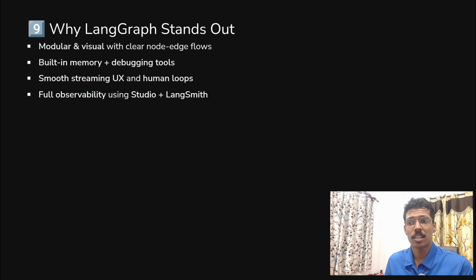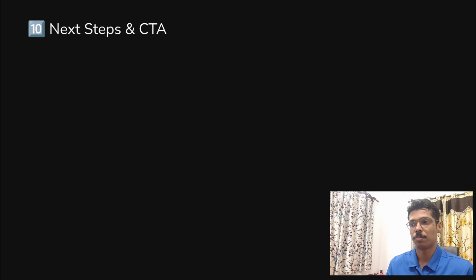So why LangChain and LangGraph? Basically, LangChain and LangGraph are modular, with very clean node and edge flows. We can use them to store the state of the models or the state of the graph, and they have built-in memory and debugging tools, and more observability using Studio and LangSmith. These are ready-to-use features that are not available in other tools. So that's why people use LangChain and LangGraph over a period of time, because they are really popular and very well maintained as well.